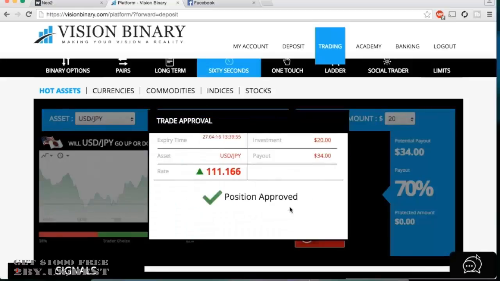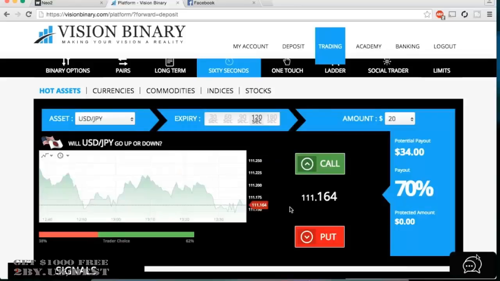Okay, so as you see, we just got in on our 3rd trade, and it is another USD JPY. So I'm going to fast forward the video one more time so that way you can see the end of the trade.